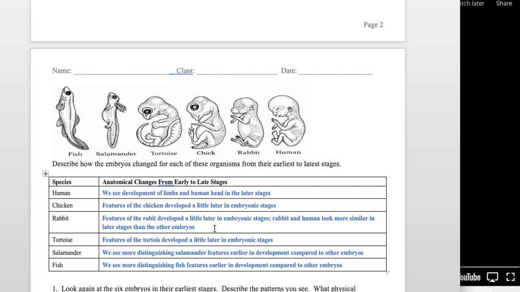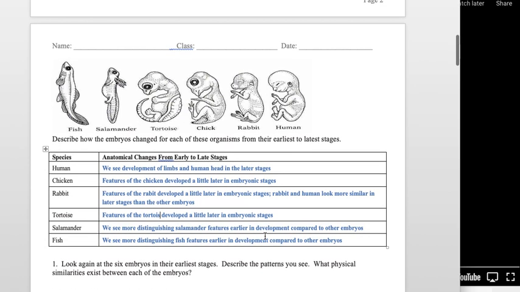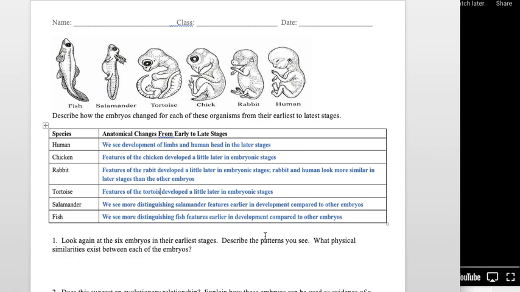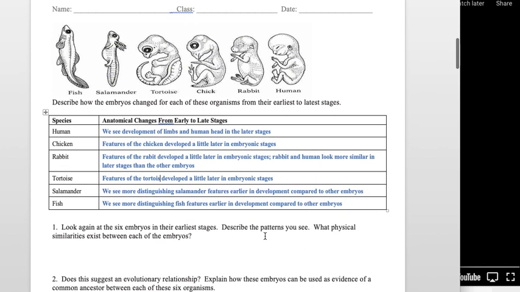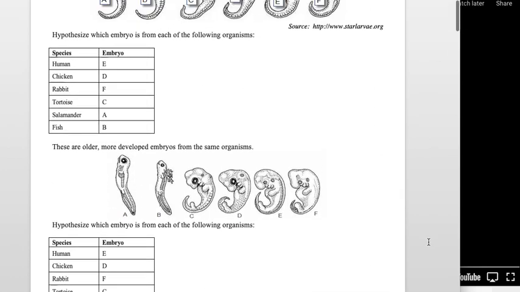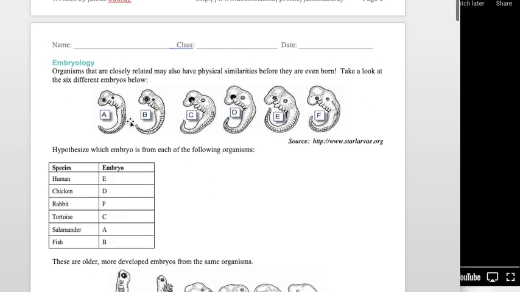If you have any of your own thoughts to add to that, those are certainly valid. It says, look again at the 6 embryos in their earliest stages to describe the patterns that you see. What physical similarities exist between each of the embryos? Well, in the earliest stages, we can kind of scroll back and look. In the earliest stages, it does appear that all of them are the same shape. They all have that same tail, and they all have an eyelet.